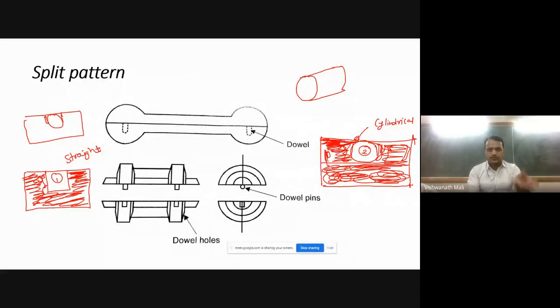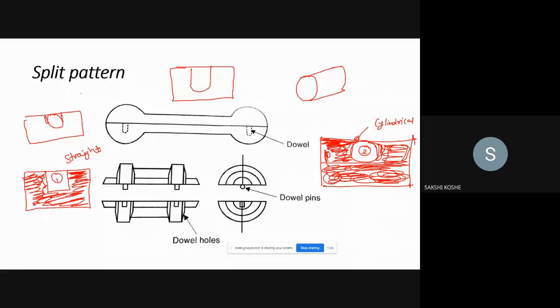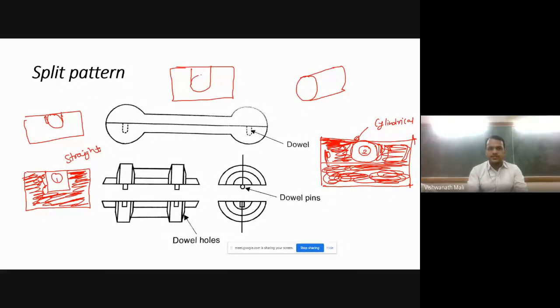If you remove that part, how will we get the pattern? How will we get the cavity like this? Have you got this? Yes, sir. When you remove this, we'll get the pattern like this, but we don't want that. So that's why we go for split pattern.